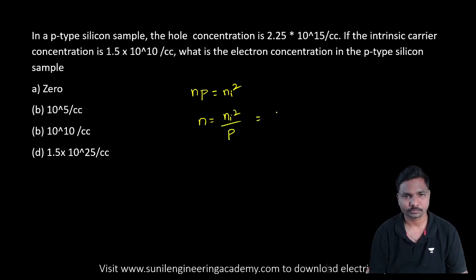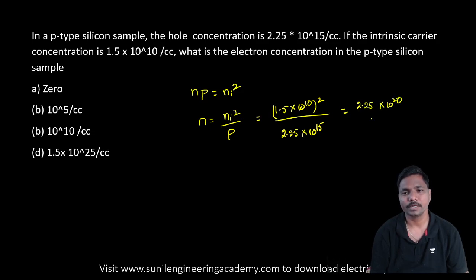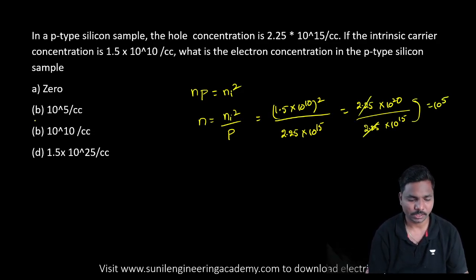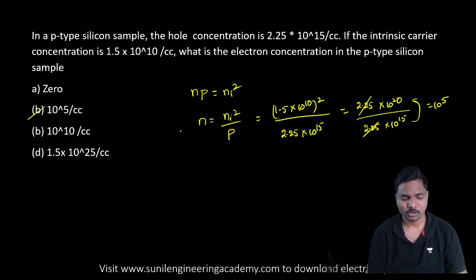Ni square, intrinsic concentration 1.5 into 10 power 10 whole square by P, which is 2.25 into 10 power 15. So 1.5 whole square means 2.25 into 10 power 20 by 2.25 into 10 power 15. Okay. So this one cancelled out. This one comes to the numerator, 10 power 5 now. 10 power 5 is the answer, option B.